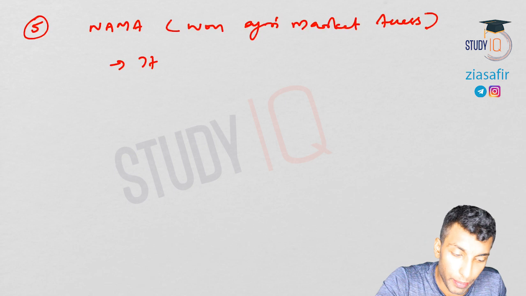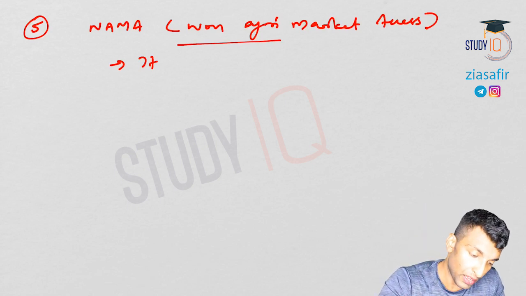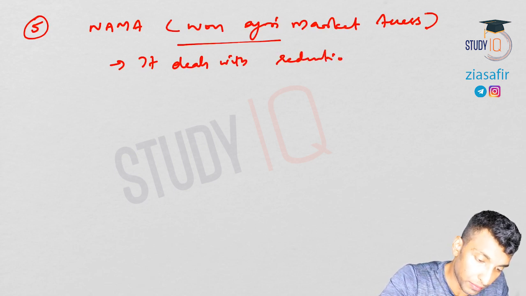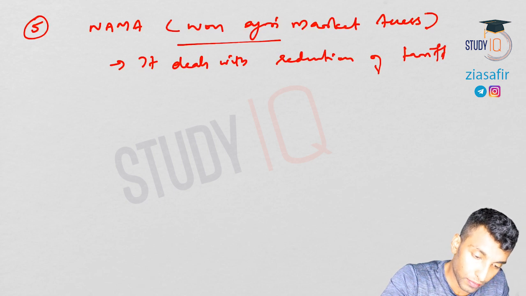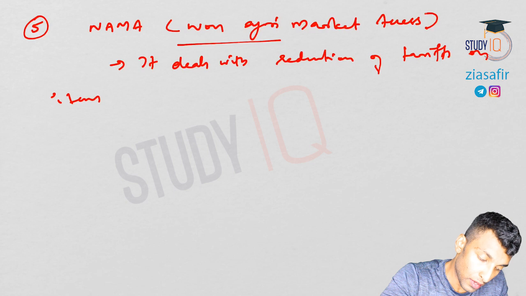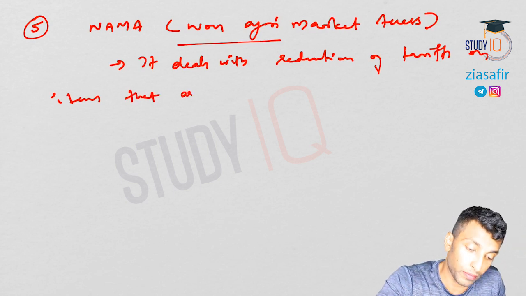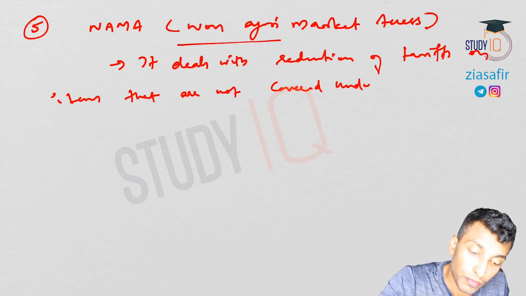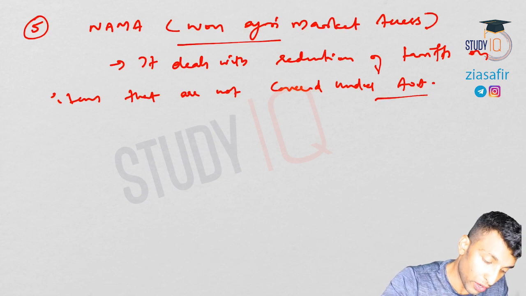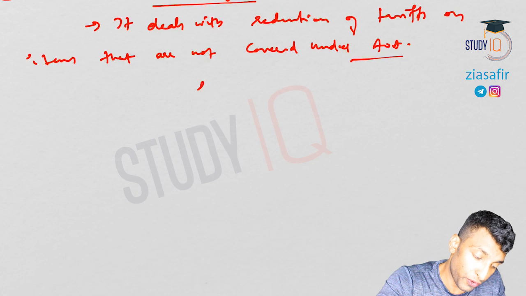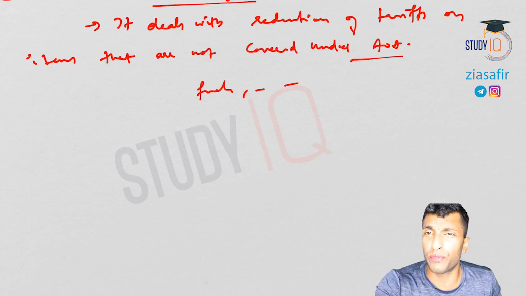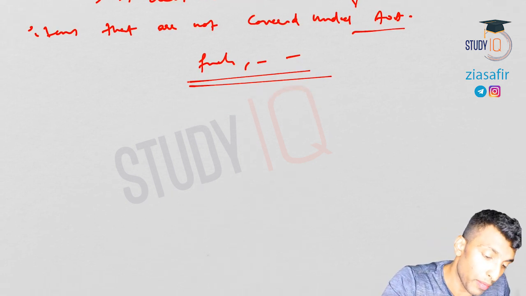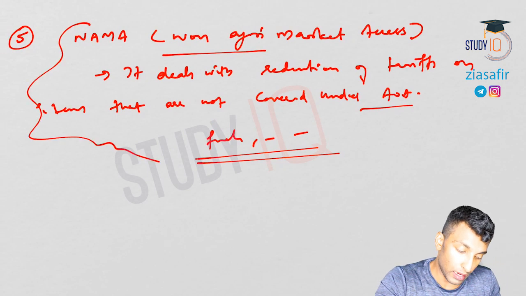this is going to deal with, as its name indicates, non-agricultural products, okay? So it deals with reduction of tariffs on items that are not covered under agreement on agriculture. For example, manufactured products, fuels, mining products, fish, forestry products, etc. So those items which do not come under agreement on agriculture will come under this NAMA. Okay, so non-agricultural market access.